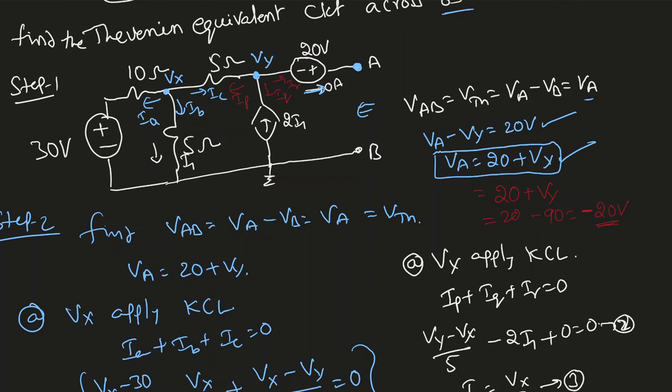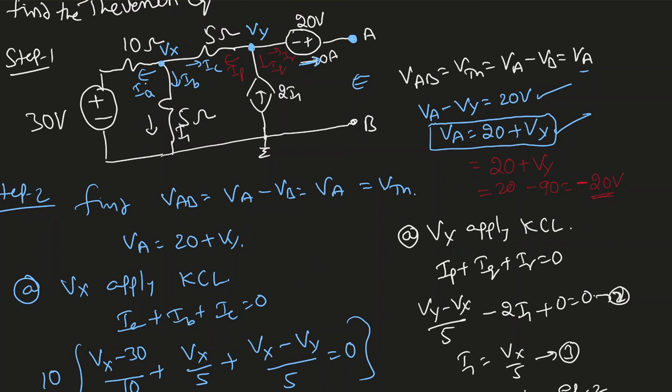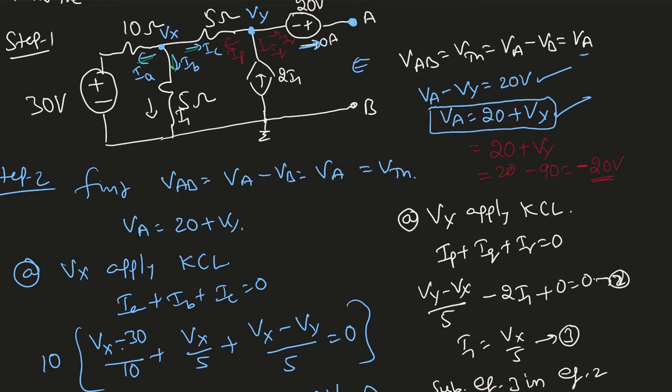Now, I'm going to apply KCL at Vx. I'm going to take every current going out: IA, IB, IC. I usually take current going out. So IA equals Vx minus 30 over 10. IB equals Vx over 5. IC equals Vx minus Vy over 5. I always take the current going out, so that way I can see Vx minus something, Vx minus something, Vx minus something. Now, at Vy, apply KCL.